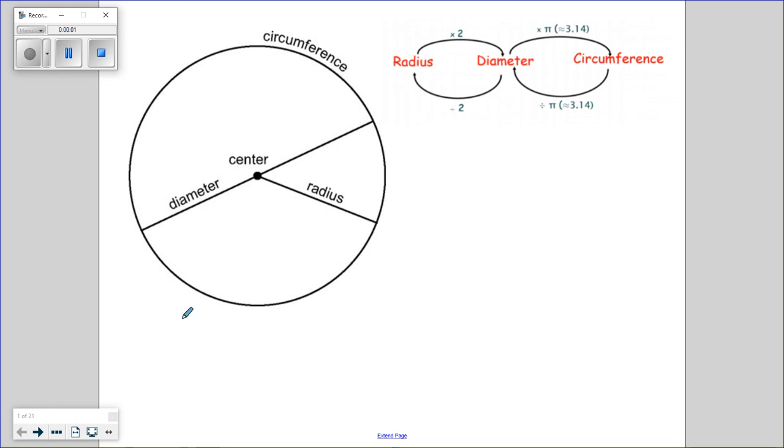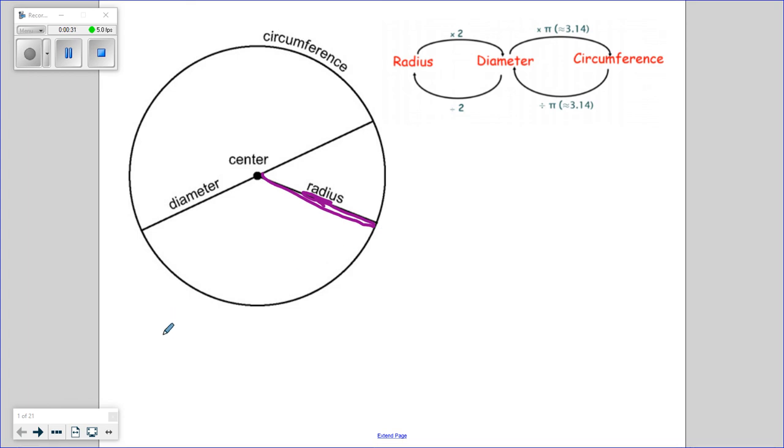So I wanted to make this quick video just to go over, this really should be a review, but just to remind people what radius, diameter, and circumference are. If this is a circle, this distance from the center to the edge, sorry I kind of drew it a little off, the center to the edge is the radius of the circle.